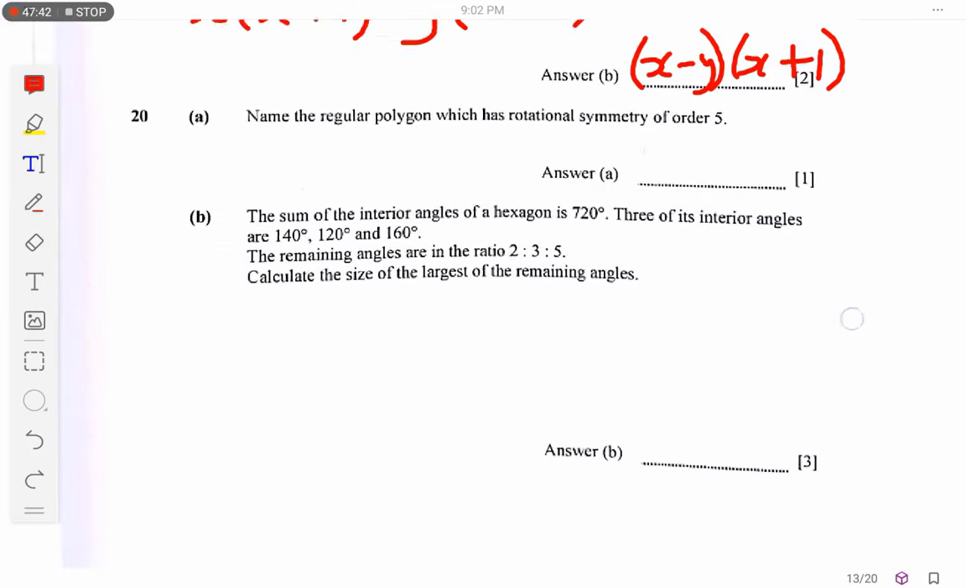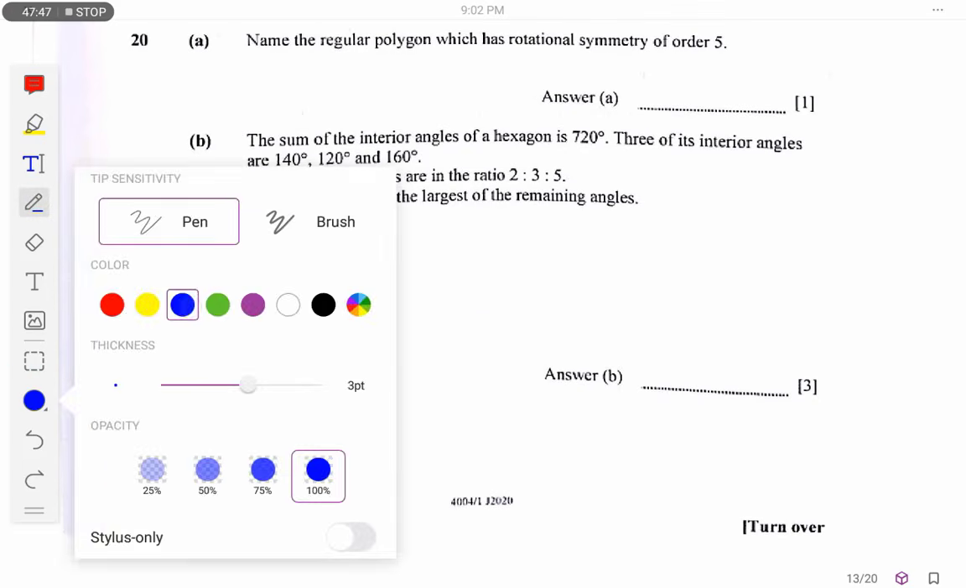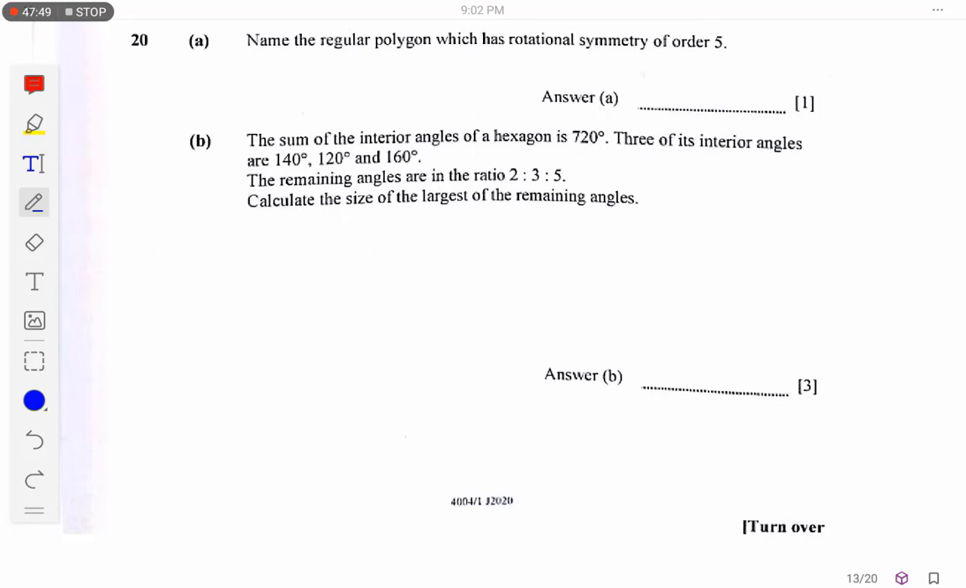Then we are now on number 20. Number 20 is saying name the regular polygon which has rotational symmetry of order 5. Basically, the one that we can have is a pentagon. So here we can say pentagon.